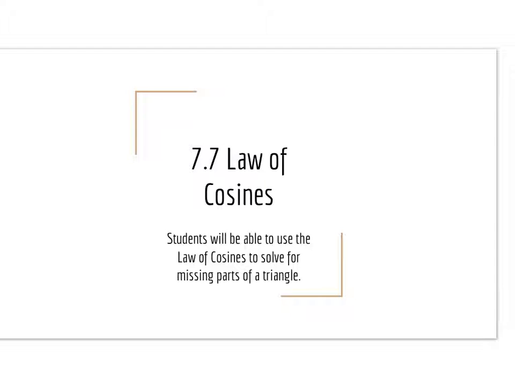This is the last part of Unit 6, not Unit 7, so that's a mistake. That should be 6.7, talking about the law of cosines. We talked about the law of sines, and now I want to compare the law of cosines to this and kind of show you where they're different.